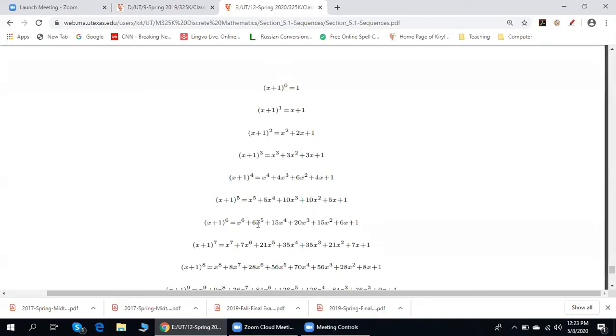Oh, I forgot what the rule was for that table. No, the rule is clear. 6 plus 15 is 21. This is the idea of Pascal's triangle. The big question is why? If we apply this rule, we will get coefficients.